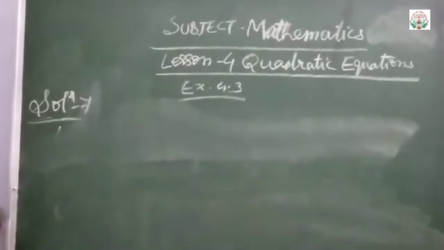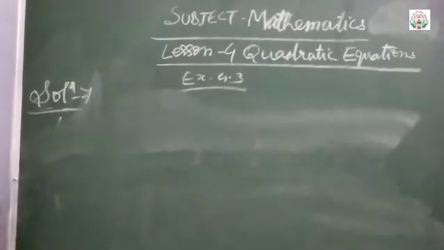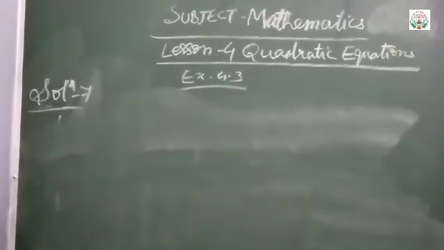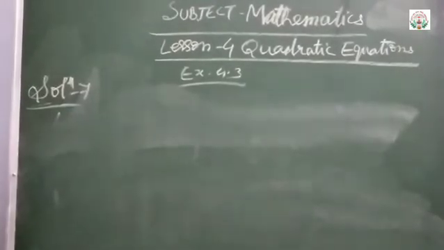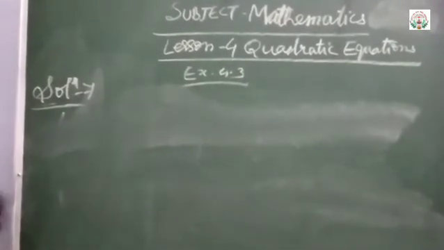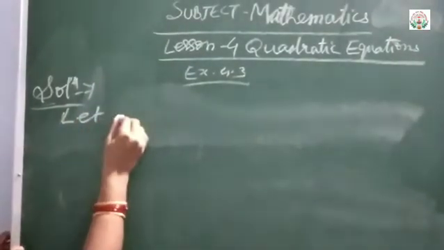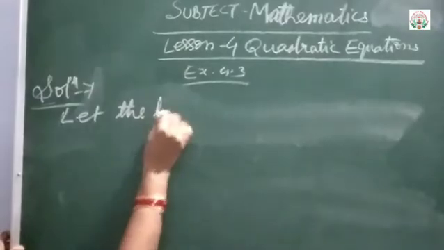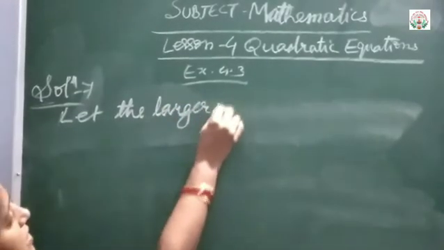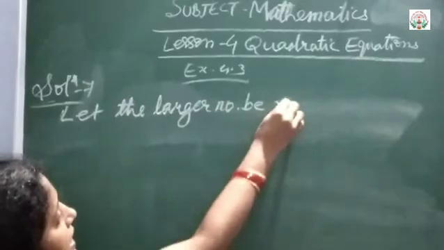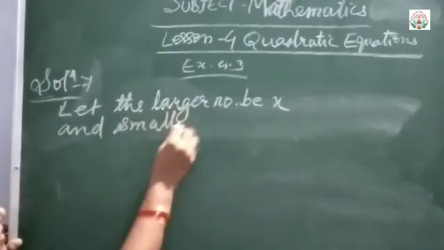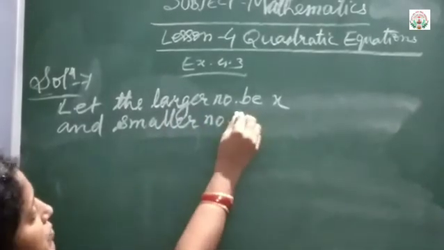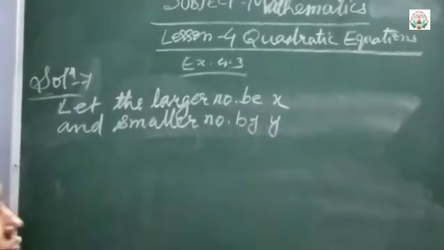Question is, the difference of squares of two numbers is 180. The square of the smaller number is 8 times the larger number. Find the two numbers. Okay. So first what? Let the larger number be x and smaller number be y.